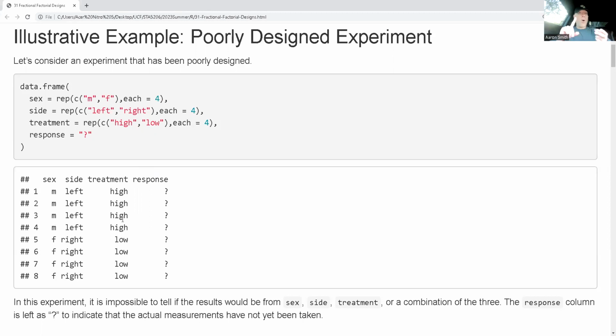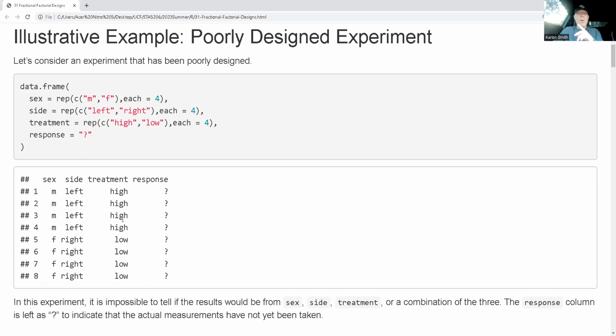This is a very poorly designed experiment because you'll notice that for sex, side, and treatment, if I have male, I always have left, I always have high. If I have female, I always have right, I always have low. So there's no way for me to tell what effect I'm looking at. Is that from sex? Is that from side? Is it from treatment? Is it from a combination of them? I don't know. I can't pull it out of the data. Now, poorly designed experiments are better than no experiments, so we can do data science. It's better to have a poor experiment than no experiment. But in the design of experiments phase, there's no reason why we wouldn't make this better.